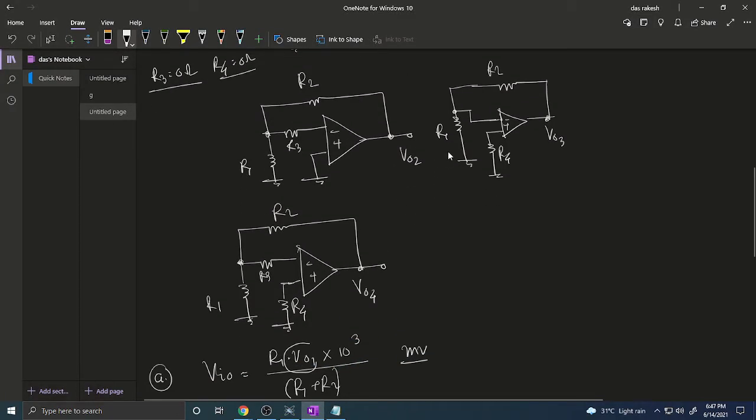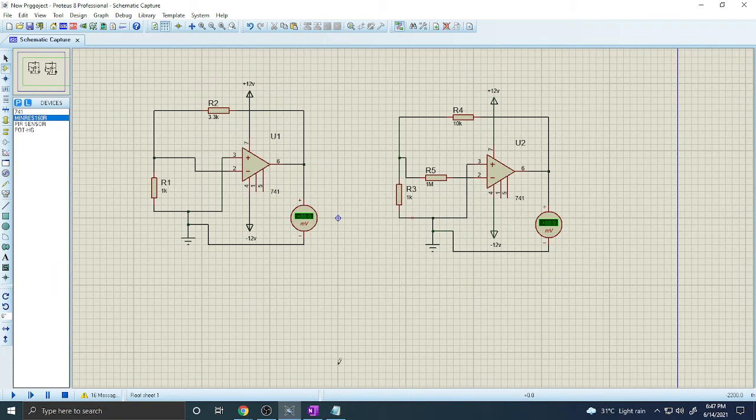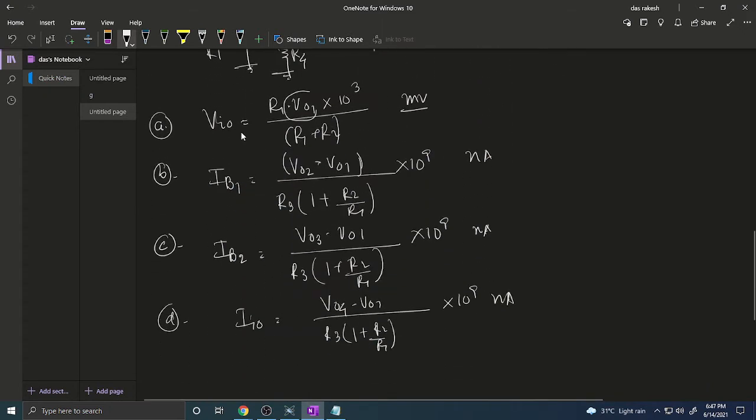And now the third circuit and fourth circuit, both are implemented in Proteus. Students, please do it yourself. These are very easy to implement in this Proteus simulation. Okay, and get the values of V01, V02, V03 and V04, and put them here for different values of Vi0.